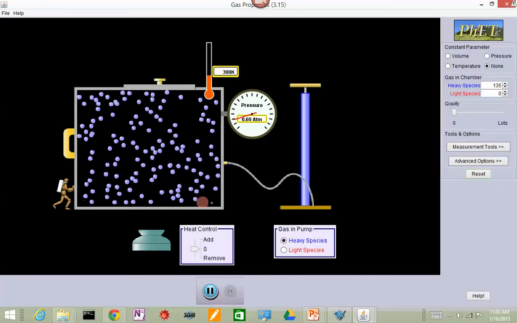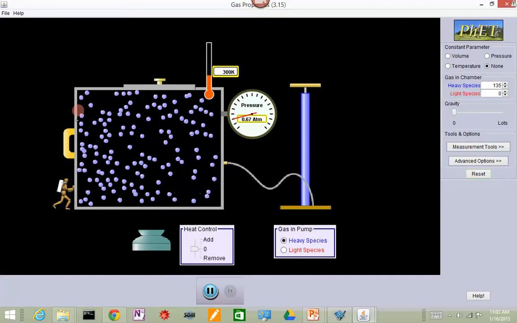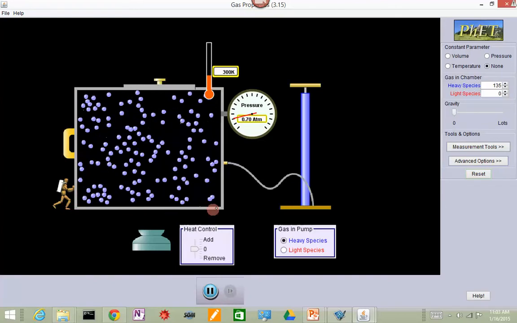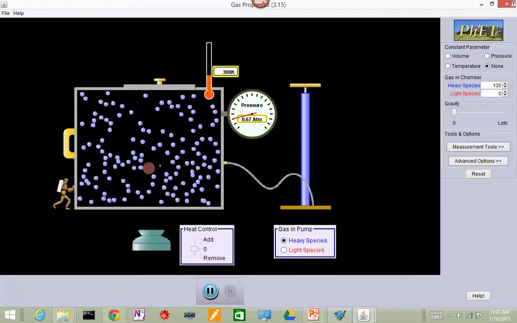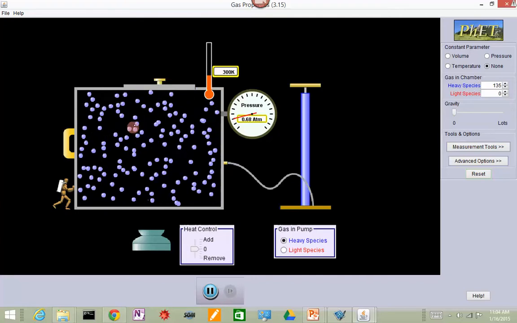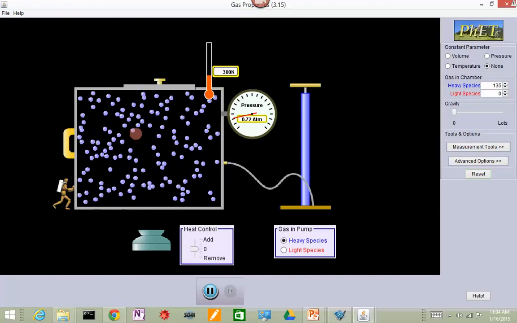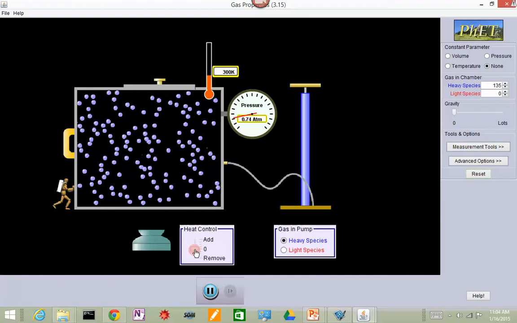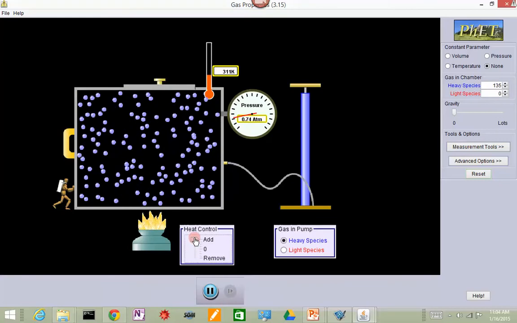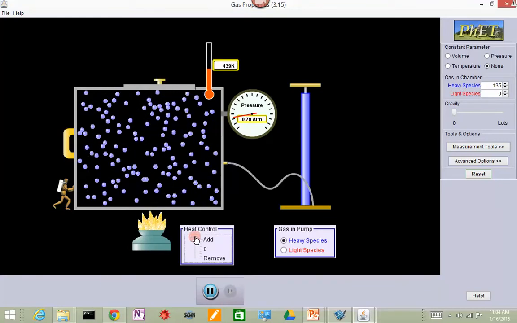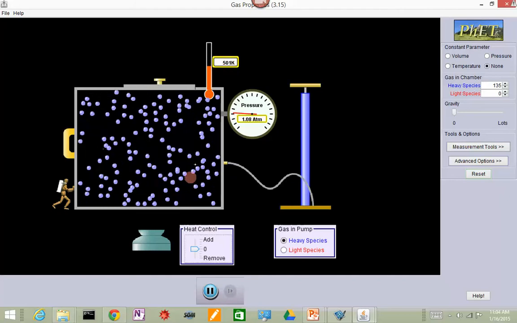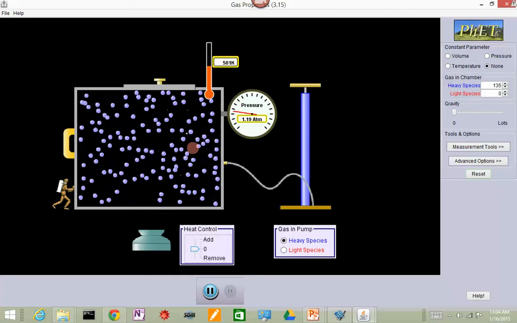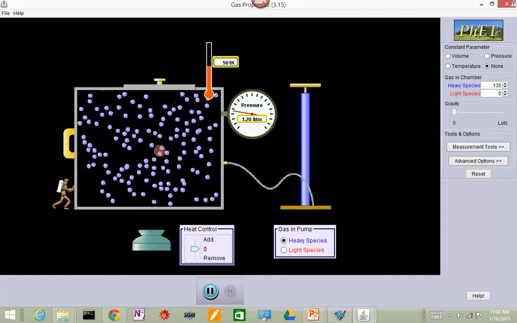They are bouncing off the walls. Those collisions with the walls are what create the pressure. And each one of these molecules has kinetic energy. So now let's add some energy in the form of heat, right? So we add some energy, and now you can see here that the temperature is increasing. What that is doing is making the particles move faster.